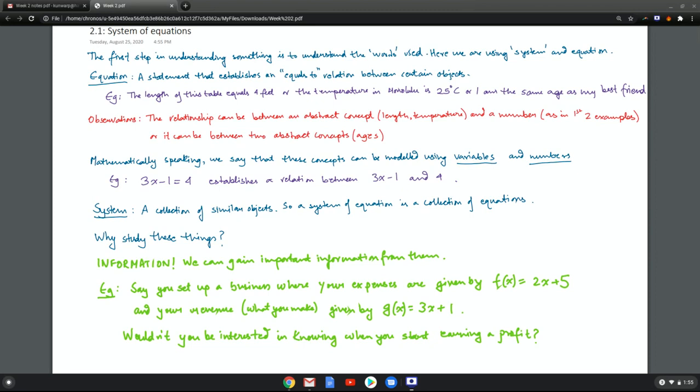For example, if you're setting up a business and you know your expenses are going to increase and they are going to be modeled by the function f(x) equals 2x plus 5, and that your revenue, which is what you make from your business, is given by the function g(x) equals 3x plus 1. Now, wouldn't you be interested in knowing at what point you start earning a profit so that you can plan accordingly? It turns out that finding that is just a matter of solving these equations.